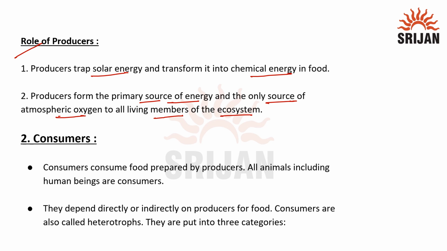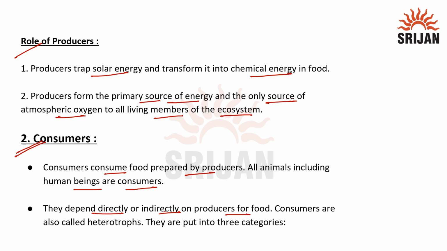Moving on to the next type, we have consumers. These consumers are completely dependent on producers and they consume the food which is prepared by the producers. All animals, directly or indirectly, depend on producers. So, all animals, including human beings, come under the category of consumers and they depend directly or indirectly on the food produced by producers.